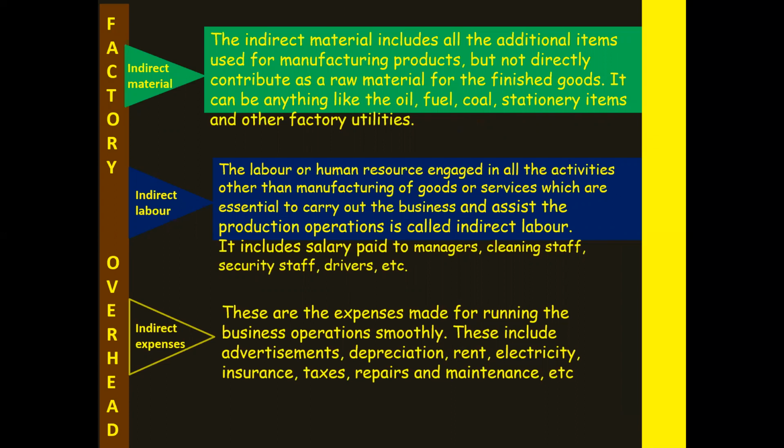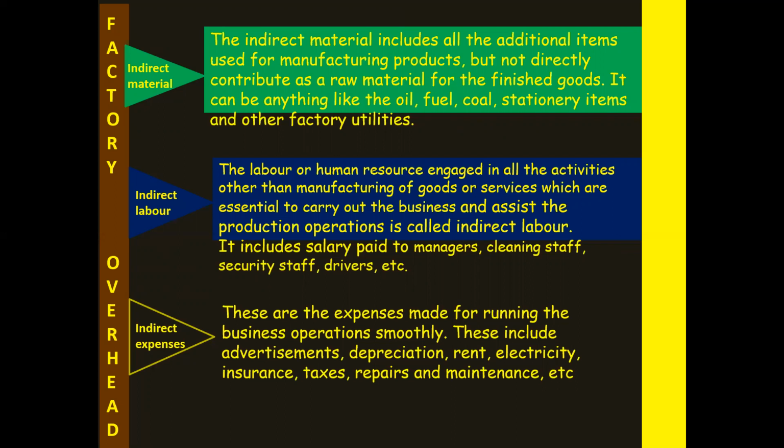Also, the items which are directly used for making a product but are inexpensive and small are considered as indirect material. These include thread, pins, sellotape, nails, nuts, etc. The second one is indirect labor. The labor or human resource engaged in all the activities other than manufacturing of goods or services, which are essential to carry out the business and assist the production operations, is called indirect labor. It includes salary paid to managers, cleaning staff, security staff, drivers, etc.